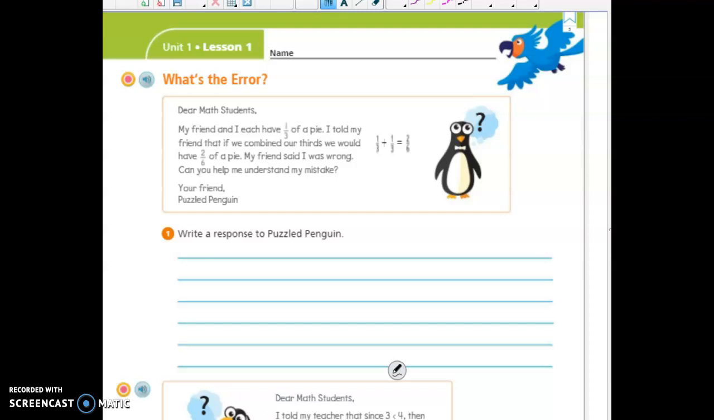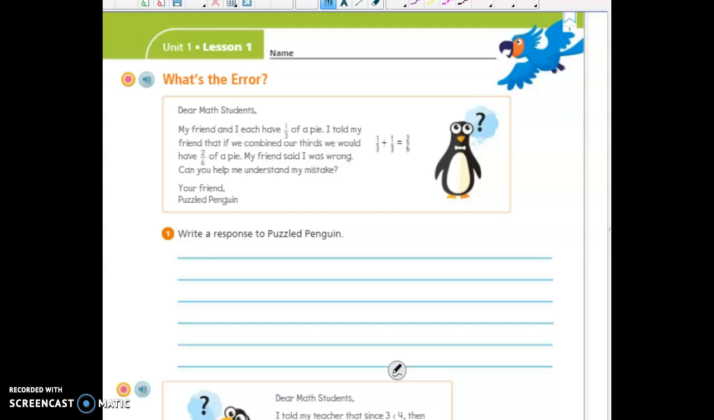So on page 3, we see a letter from the Puzzled Penguin. Maybe you had the Puzzled Penguin in your math textbook when you were a little bit younger. I'm not sure if you guys had a math expressions textbook or not. But the Puzzled Penguin is always confused. And he looks kind of confused there, doesn't he? He writes a letter, and we have to respond back to him in a letter form. So here's his letter to you.